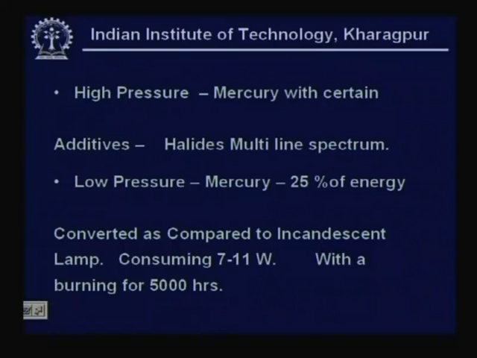In fact, if you see, in a low pressure mercury lamp, only 25% of the energy is converted as compared to an incandescent lamp, but it consumes only about 7 to 11 watts. This is considering an equivalent incandescent lamp with a burning life of about 5000 hours. That is a very important issue. So, energy consumption, as you can see, is 7 to 11 watts. It is an equivalence between a 40 watt lamp and a low pressure mercury vapor lamp.